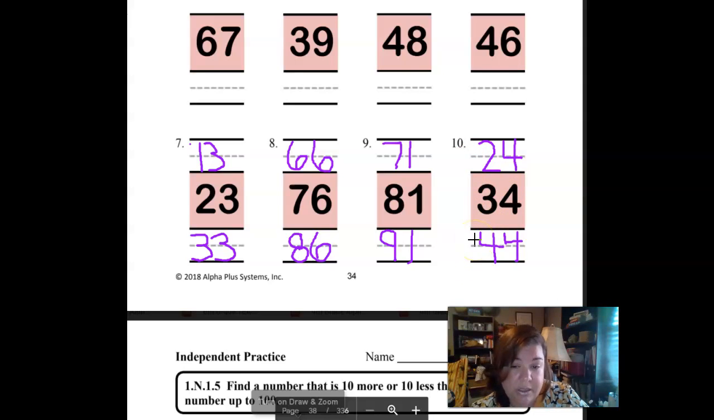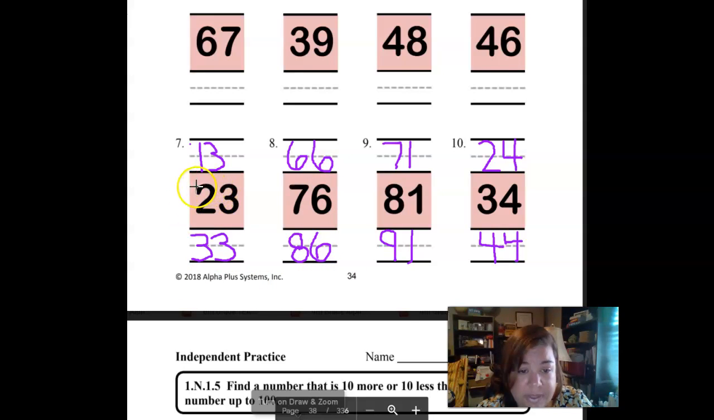Now, do you see any patterns here? What stays the same when we do 10 less or 10 more? Yeah, the second number that's in the ones place. Those stay the same when we go either 10 up or 10 more. It doesn't matter. The ones place stays the same. So we have 13. We have the 3 in the ones place. 23, we have 3 in the ones place. 33, we have 3 in the ones place. Same with 76. All the 6's are in the ones place.